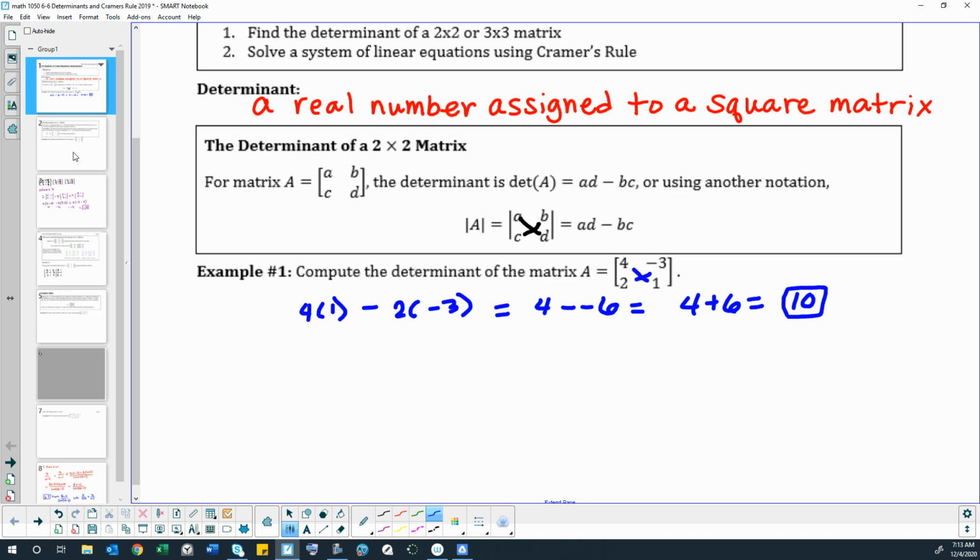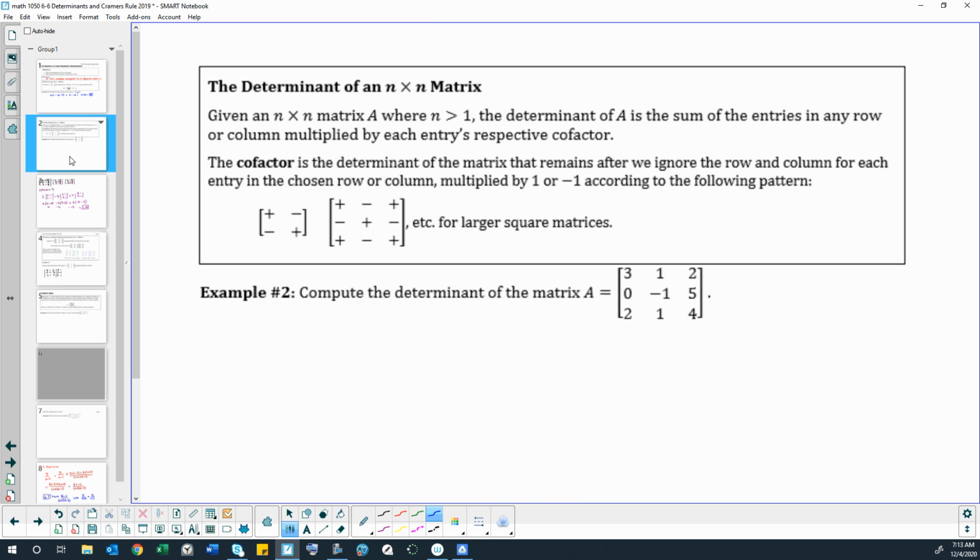All right, let's look at a 3 by 3. And we're going to learn two different ways to do a 3 by 3. This one is the one you typically see in most books. So here's what happens. You have to be able to do determinants of 2 by 2s to do a determinant of 3 by 3, and then the pattern continues for larger square matrices. So first you need to memorize this little pattern of positives and negatives, because that's important in the process, and I'll show you why in a minute.